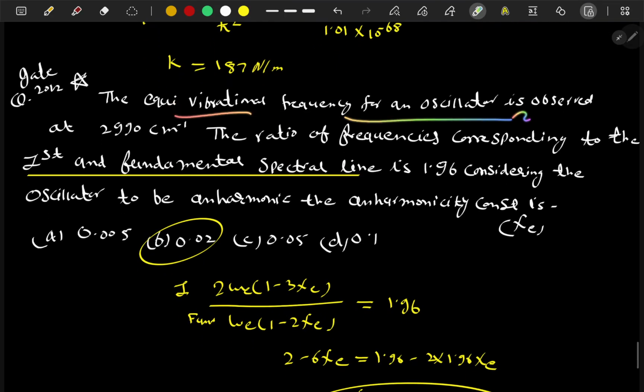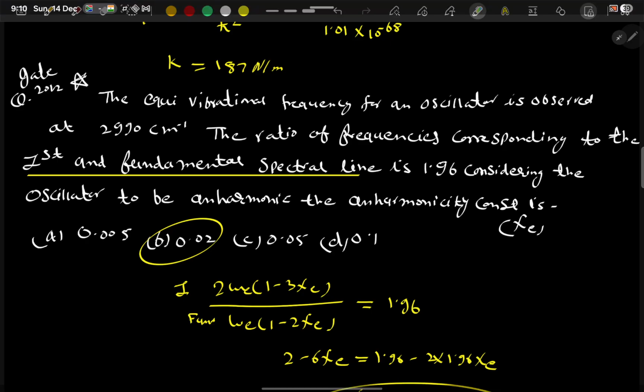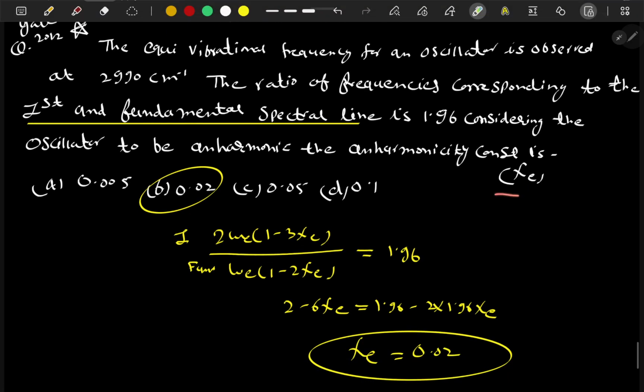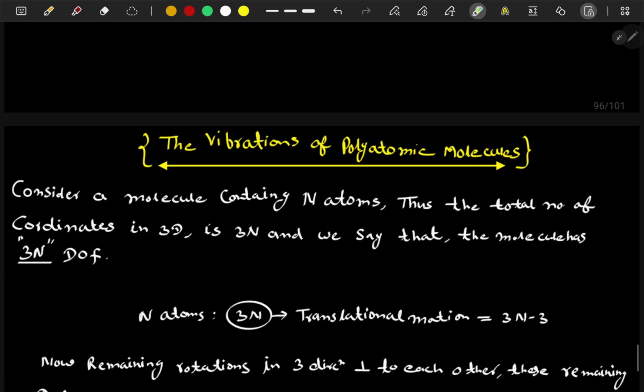The equivalent vibrational frequency for an oscillator is observed at this, given here. The ratio of frequencies corresponding to the first overtone and fundamental spectral line is 1.96, considering the oscillator to be anharmonic. The anharmonicity constant chi is? So we know that this is for the fundamental and first overtone. For the first overtone it is 2 and for the fundamental it is omega. Just solve it, and you have the answer.